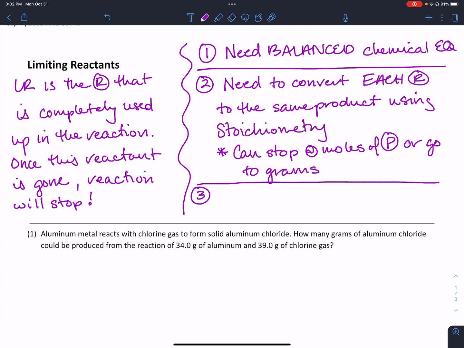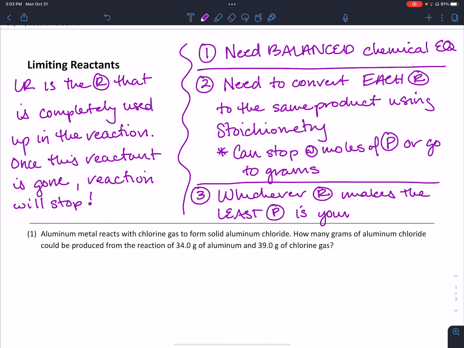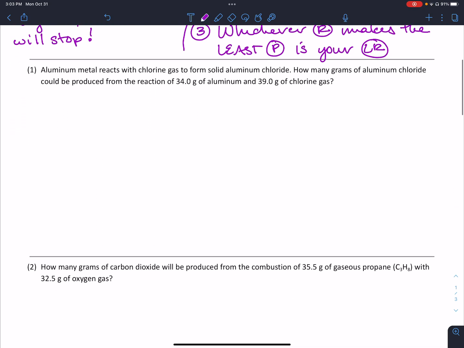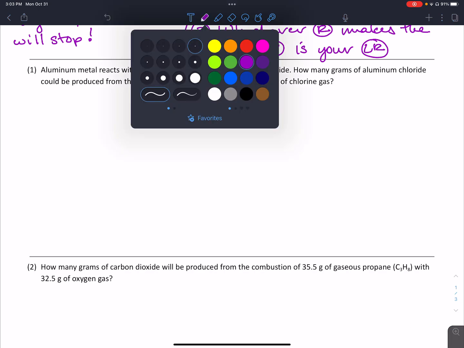Now, once you've done your stoichiometry and you've seen the amount of product that each reactant can make, you have to identify that limiting reactant. All right. And so whichever reactant makes the least product is your limiting reactant. And I tend to go ahead and just mark that on my reaction just so I can keep track of that. Okay? All right, so that's what limiting reactants problems are. So let's actually do one.